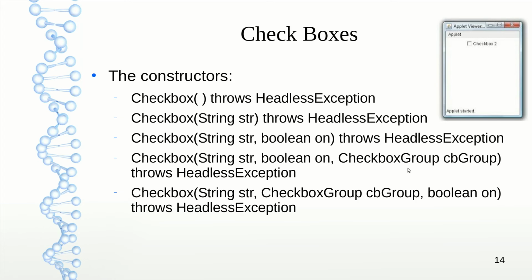Then we have the final constructor, that is a checkbox with a string which is the label of the checkbox. Then we have a checkbox group that we are going to see shortly, and finally we have the Boolean variable on, which shows whether the checkbox is to be created in a ticked state or not. In fact, the difference between the last two constructors is in the order of the parameters only.